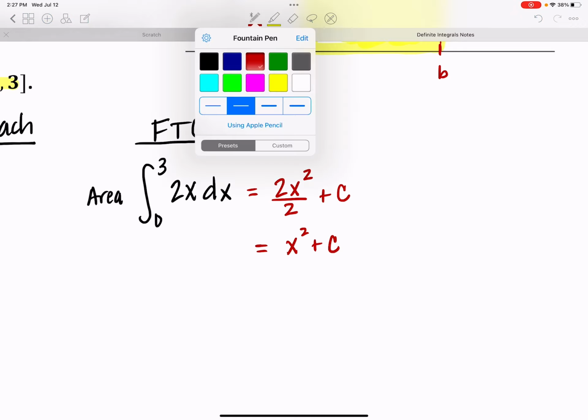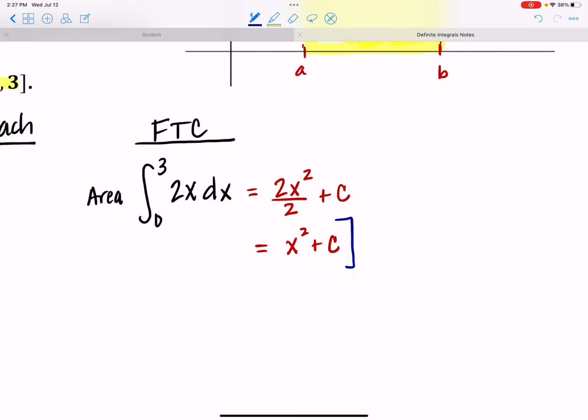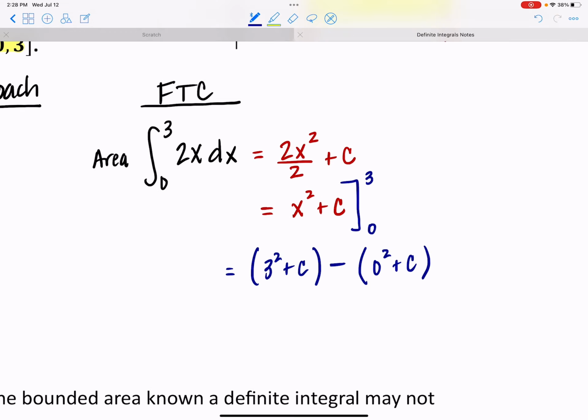Now what we want to do is evaluate this at the upper and lower limits. So we're going to end up plugging in the 3, we're going to end up plugging in the 0, and then we're going to subtract those two results. So if I plug in the 3, I'm looking at 3 squared plus c. If I plug in the 0, I'm looking at 0 squared plus c. I want to subtract those results. So it's the upper limit first, the lower limit second, and then the difference between those two. So we end up with 9 plus c here, and then we're going to subtract 0, subtract c.